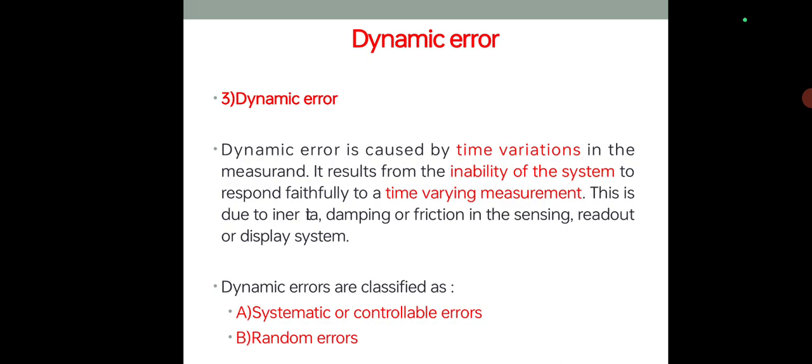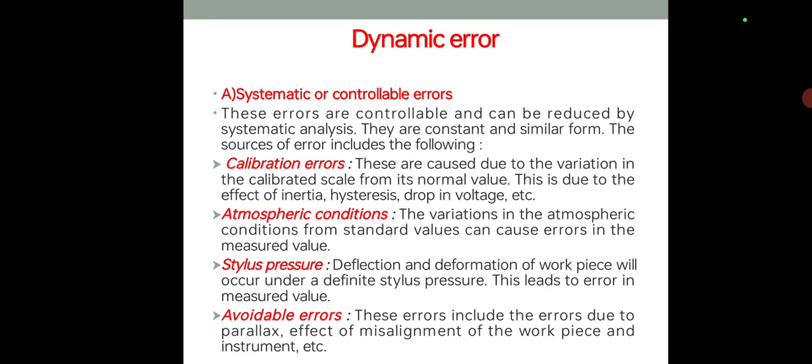And then next main type is dynamic error. Dynamic error is also called measurement error. Dynamic error is mainly caused by the time variation and also inability of the system. It mainly depends on time-varying measurements. Dynamic error is mainly classified into two types. First one is systematic or controllable errors. Second one is random errors. Systematic or controllable errors are classified into four types: first one is calibration error, second one is atmospheric error, stylus pressure error, and the last one is avoidable error.